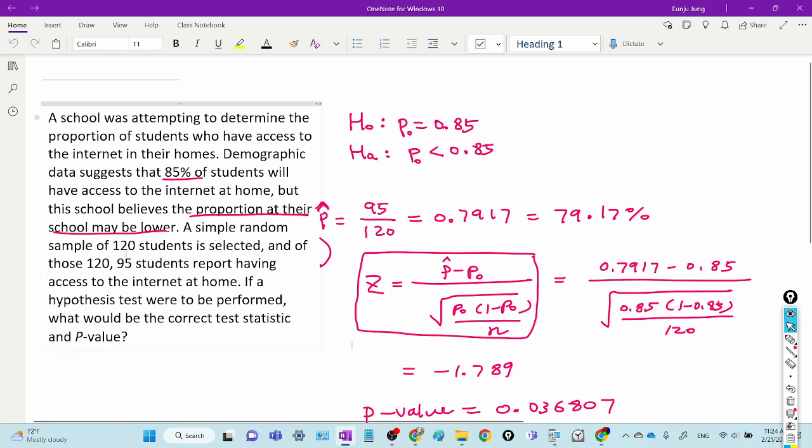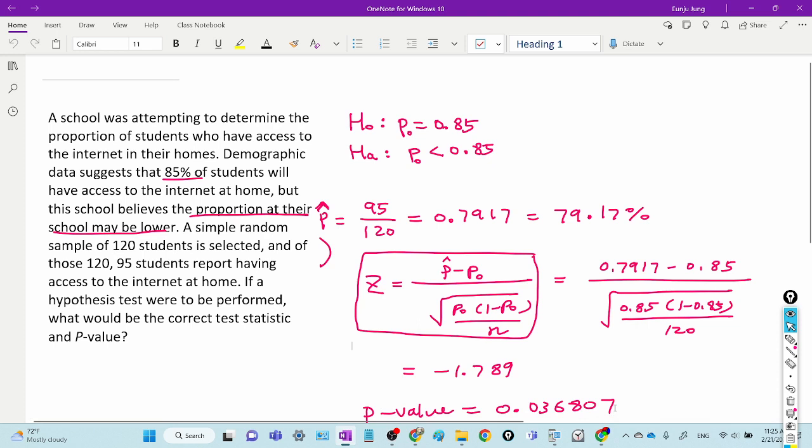A simple random sample of 120 students is selected, and of those 120, 95 students report having access to the internet at home. So P hat, the sample proportion is 95 out of 120, which is 0.7917. So this formula is from the formula paper. We are plugging the numbers. P hat is from the sample, and P naught is from the hypothesis here, okay? So we plug in, use a calculator, we can simplify, and we get z-score. From the z-score table, we can find the corresponding p-value, we can find the answer, okay?